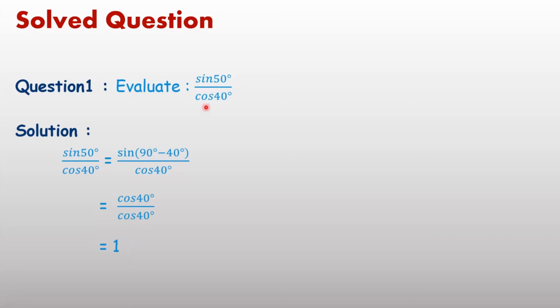If in any question you are getting different angles, your first objective is to try to find out complementary angles and write any one angle as 90 minus the other. The same question also we can solve this way. In place of sin 50, no change. Cos 40 we can write as cos 90 minus 50. And then also you can solve it.